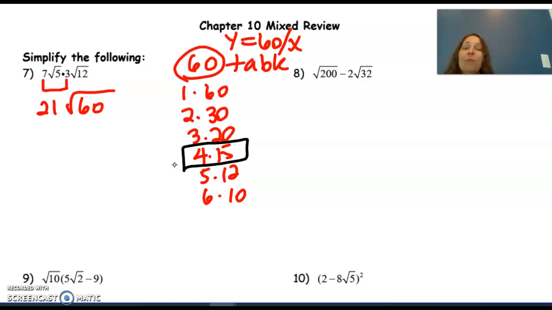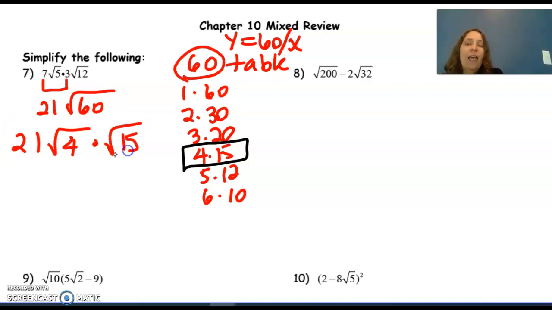The reason is that 4 is a perfect square, so this will make it easier to go ahead and reduce. So I'm going to rename this. Instead of 21 times the square root of 60, I'm going to call it 21 times the square root of 4 times the square root of 15, having broken down 60 into the factors of 4 and 15. That gives us 21 out front times the square root of 4 is 2 times the square root of 15, which we can't break down any further.